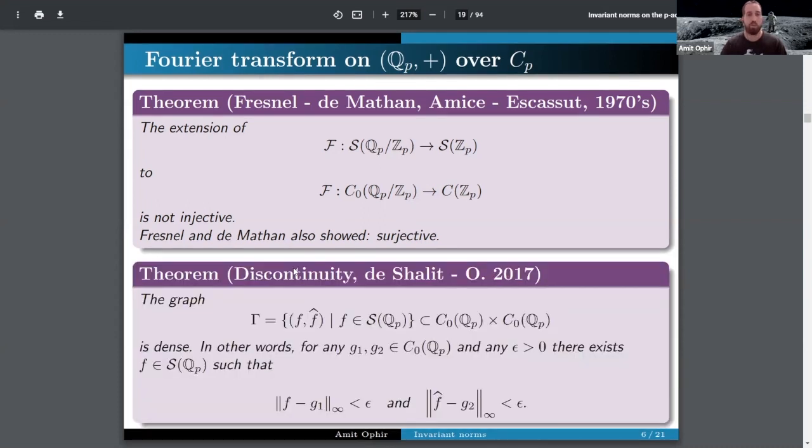The second result is with Shalit. Now, going back to the Fourier transform on the entire space of Schwartz functions, we consider the question of how discontinuous it is in the following sense. We consider its graph and ask what is the closure of this graph. It turns out that in this sense, the Fourier transform is as discontinuous as it can get, because the closure is everything. In other words, if you take any two functions in the space C_0 and any degree of precision, you can find a Schwartz function f which is a very good approximation of g1, while at the same time its Fourier transform is a very good approximation of g2.